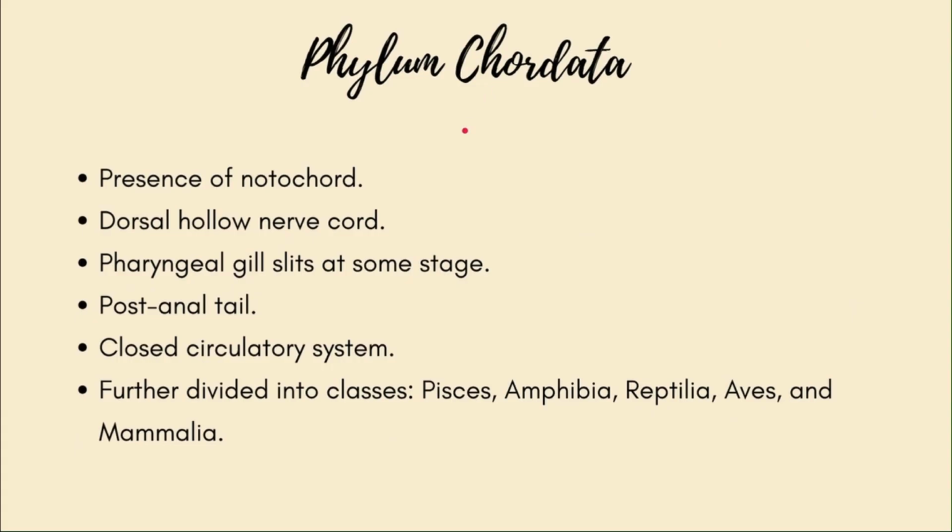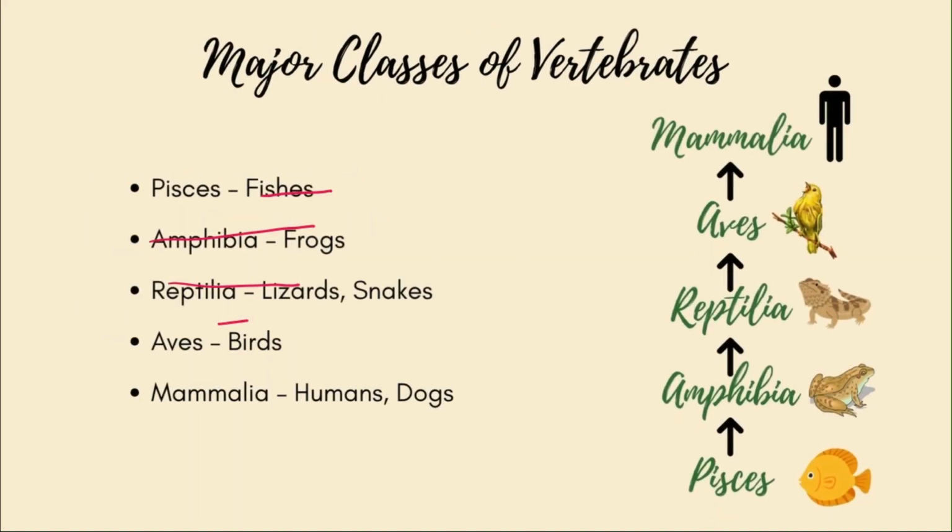Chordates are the most advanced group of animals. They possess a notochord, a dorsal hollow nerve cord, and pharyngeal gill slits, at least in the embryonic stage. Most have a tail extending beyond the anus. This group includes all vertebrates: fishes, amphibians, reptiles, birds, and mammals.